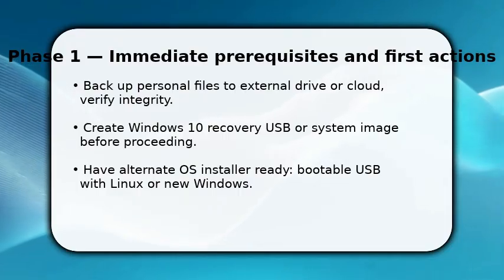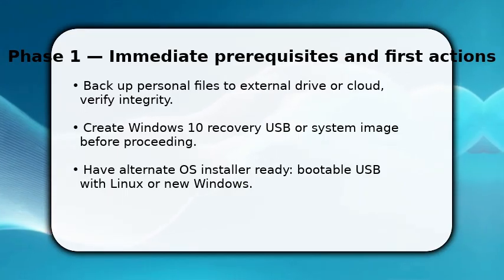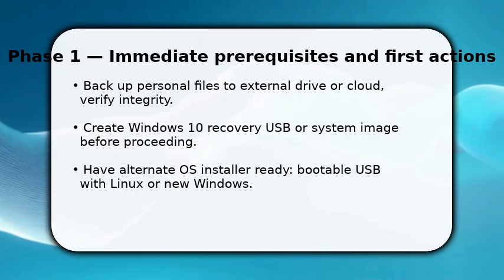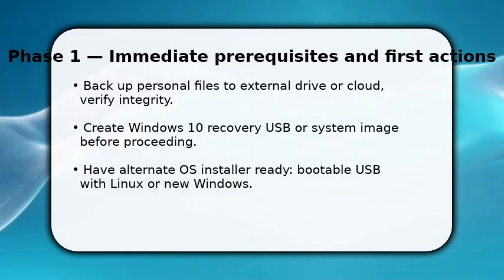You begin by securing your data and creating safety nets. This prevents total loss. First, backup personal files to an external drive or cloud and verify the copy. Next, make a Windows 10 recovery USB or full system image so you can restore if needed. Also prepare the alternate operating system installer on a bootable USB, Linux, or a fresh Windows build, so once you wipe the drive, you can immediately install the replacement OS.